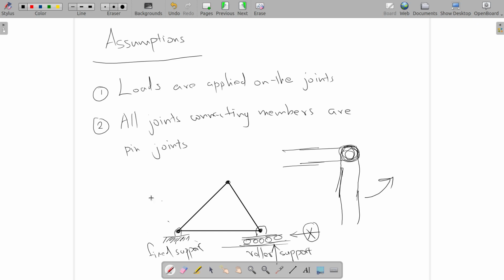That means a force in an arbitrary direction can be resolved into two components. If Fs is the support force, you can have an X component and a Y component. And if this angle here is theta, a cosine and sine relationship is there to resolve Fx. So that is the kind of reactions you can have from a fixed support.